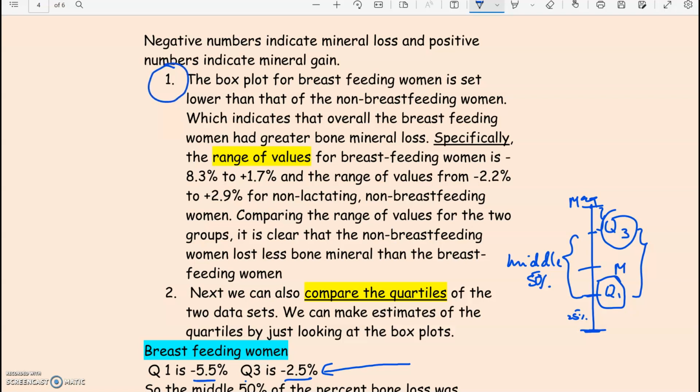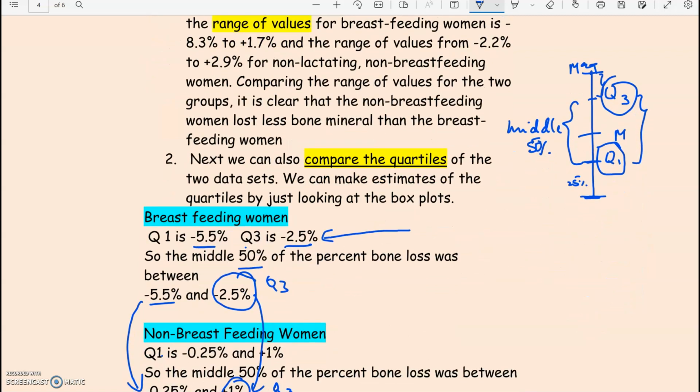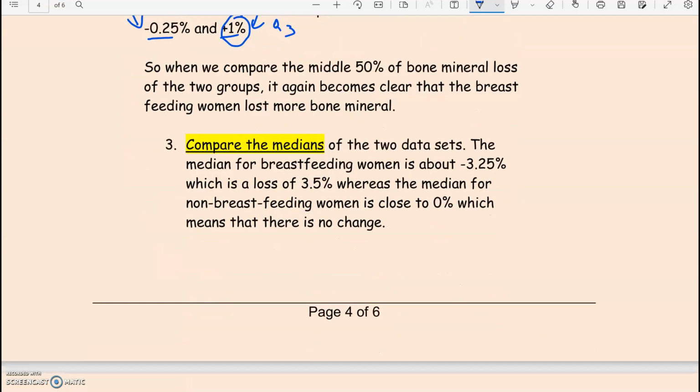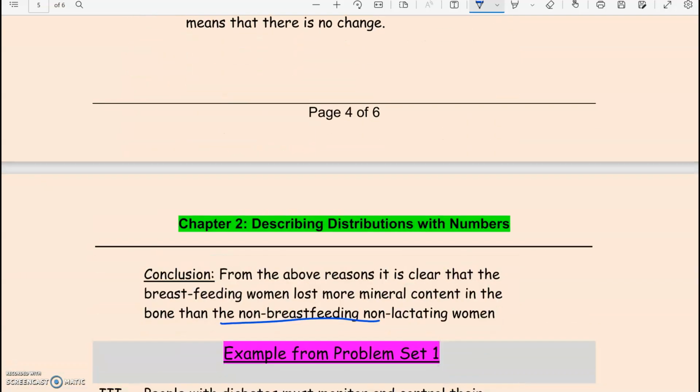So the box plot for breastfeeding women is set lower. What does that mean? It means that the range of values for women who are breastfeeding is much lower than the range of values of change in bone mineral content for the non-breastfeeding, non-lactating women. So any of these three reasons could be used to justify that overall the non-breastfeeding women lost less bone mineral content than the breastfeeding women.